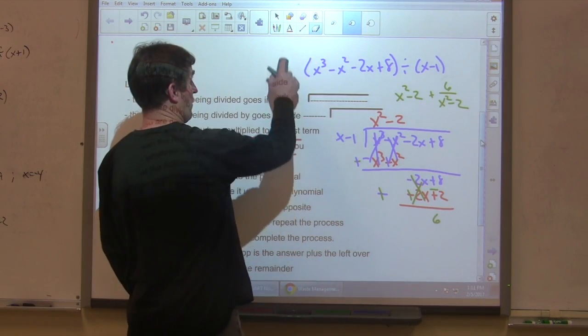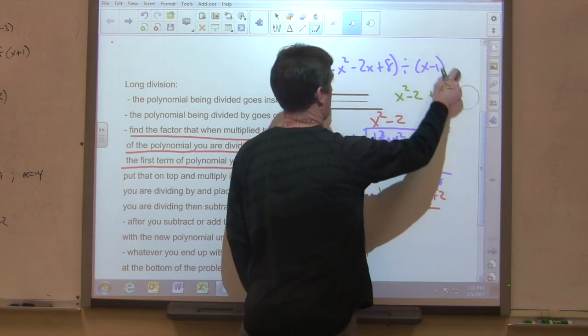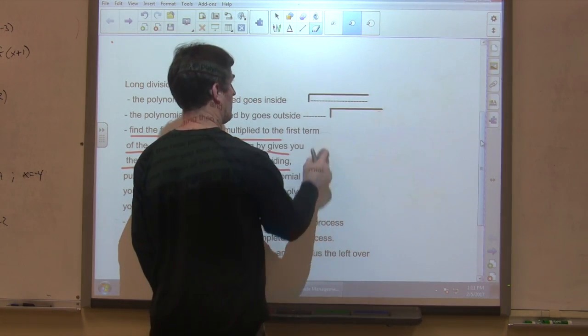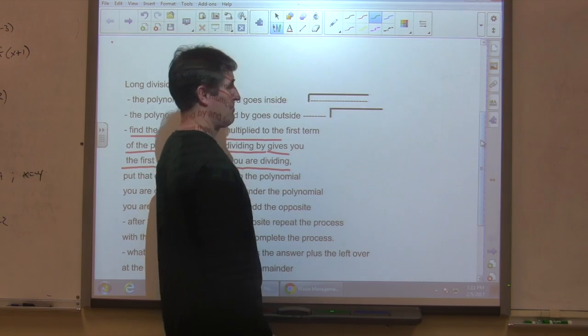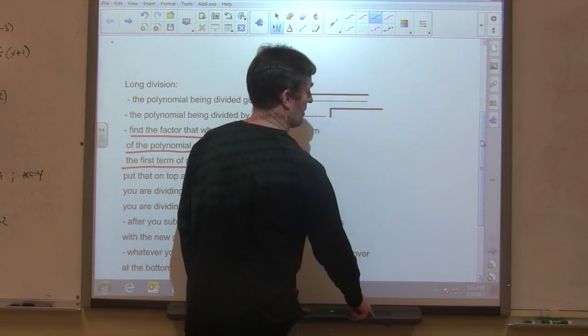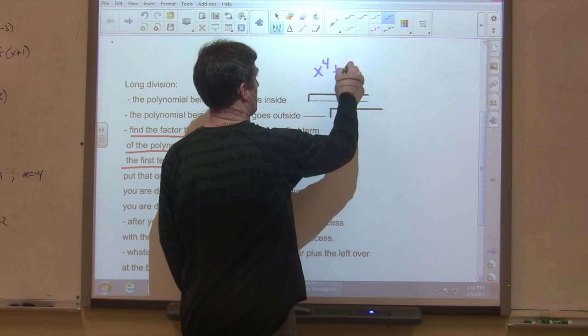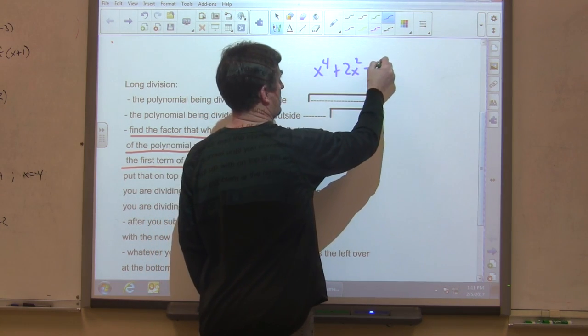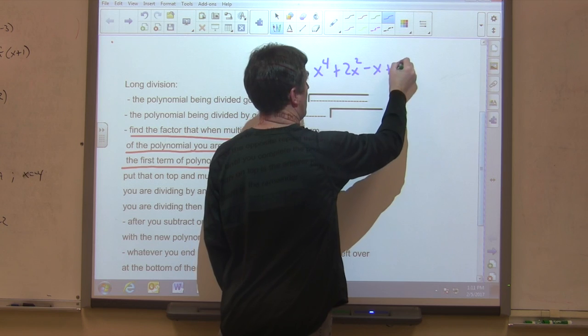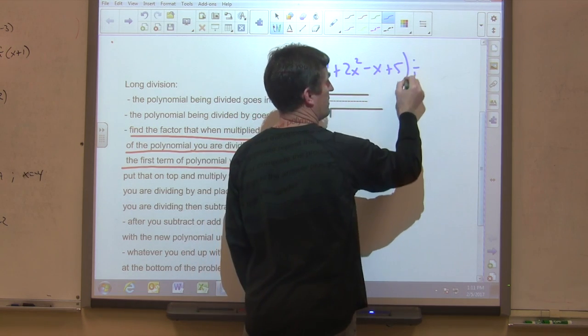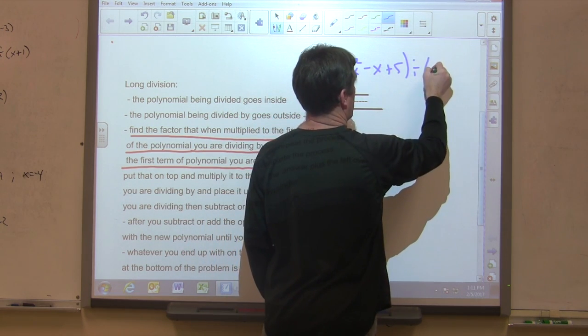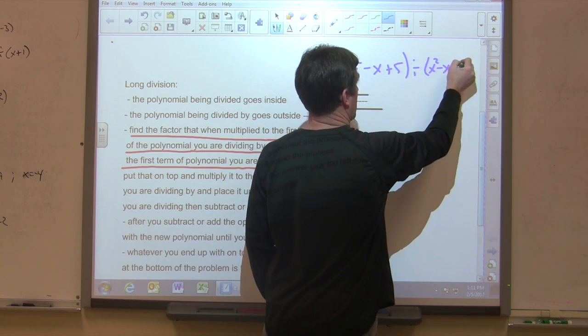So hopefully that worked well for you. I'd like you to try one more on your own. Again, pause the video, come back, see if you did it right. So this problem is x to the fourth plus 2x squared minus x plus 5 divided by x squared minus x minus 1.